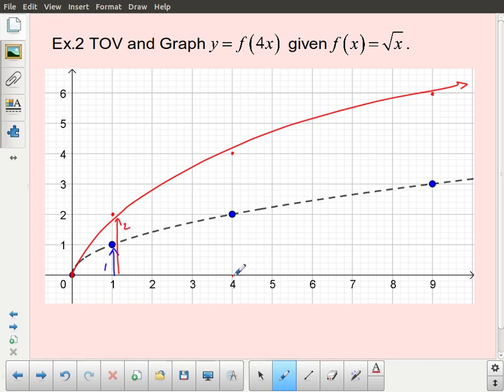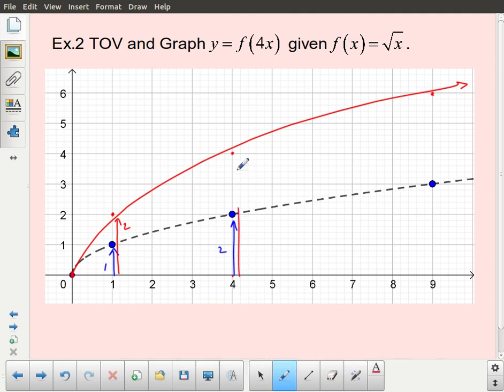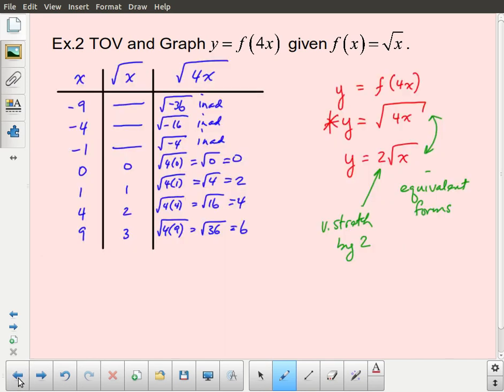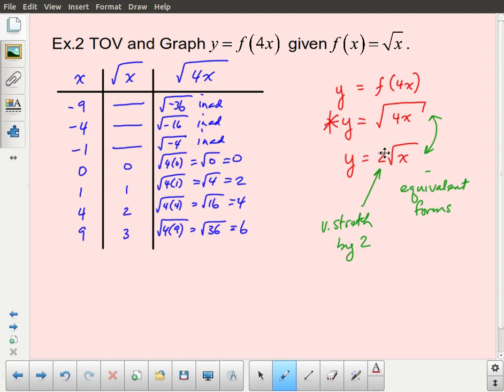The distance from here to here is 2. And not surprisingly, now the distance to that point is 4. So the size of these vertical steps has doubled. And that goes back to what I said here, which is this is a horizontal transformation, but it can also be viewed as a vertical transformation. In this case, it can be viewed as a vertical stretch by 2. That's what I just pointed out on the page.